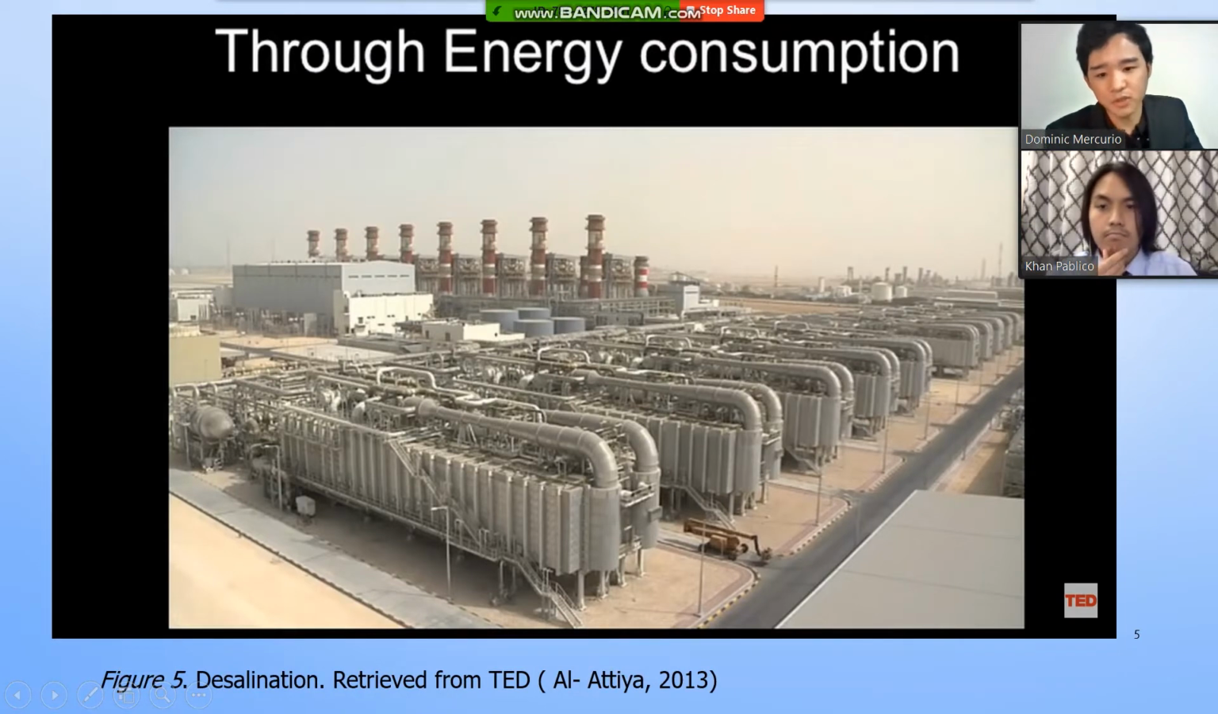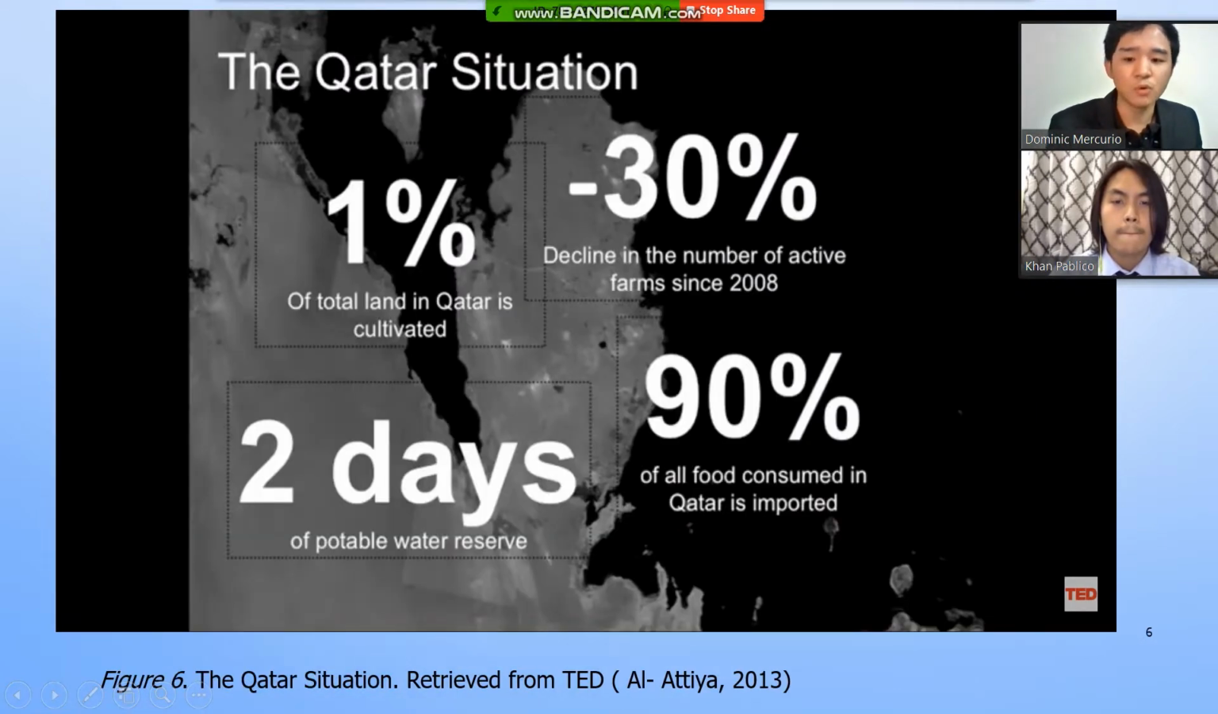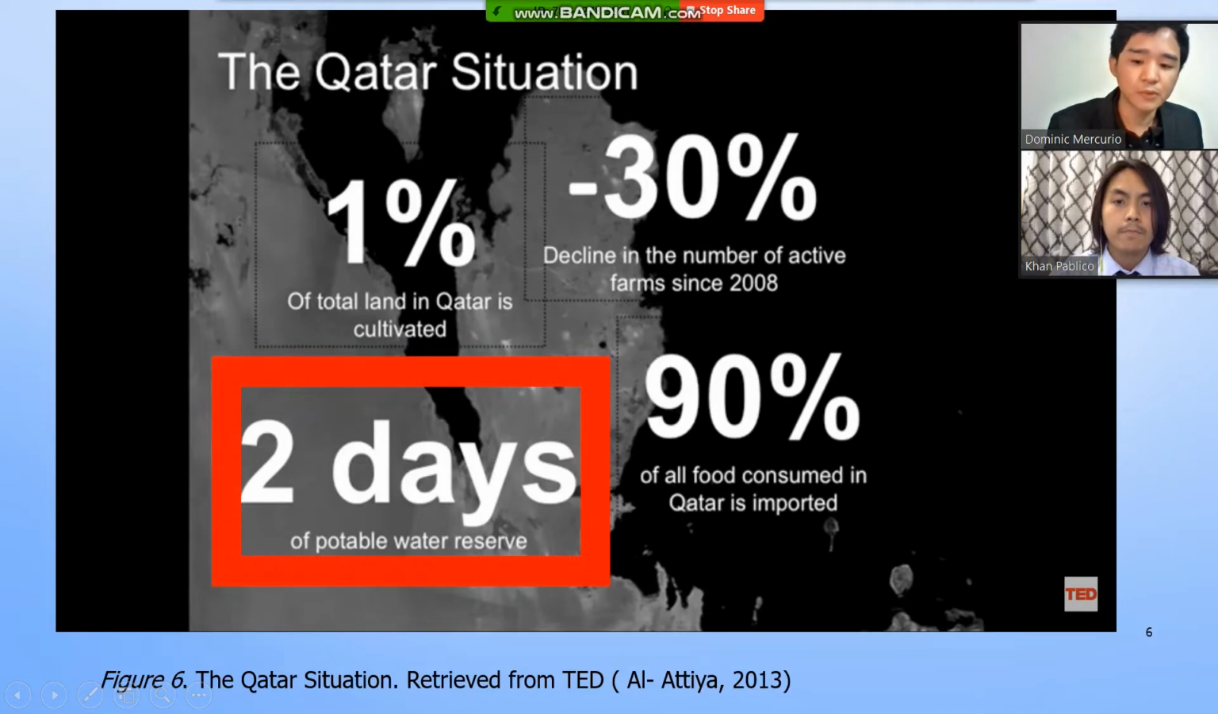This is because of the desalination plant. According to Mr. Fahad, this is Qatar's river and lake. But this technology can only produce 2 days of potable water reserve. For a country that has no water, this is a small amount of reserve. So to say, for a country like that, do you think wasting water is a viable option?